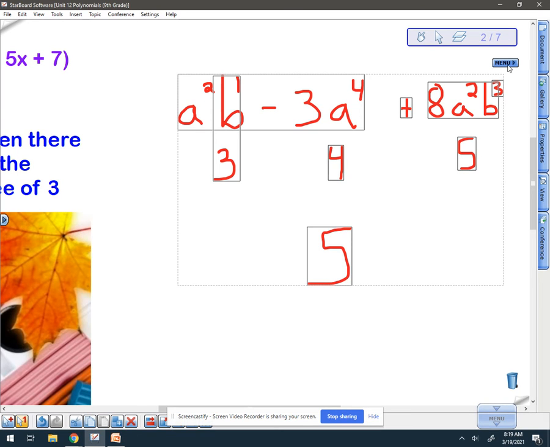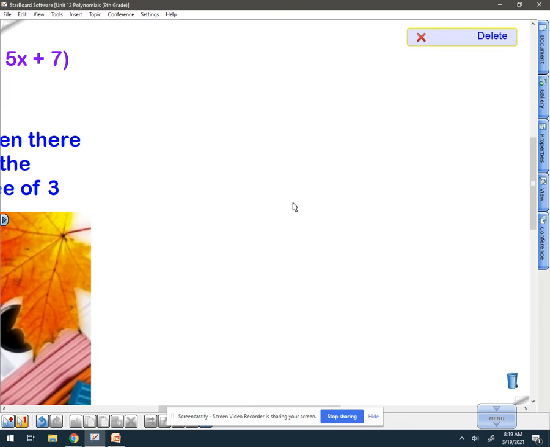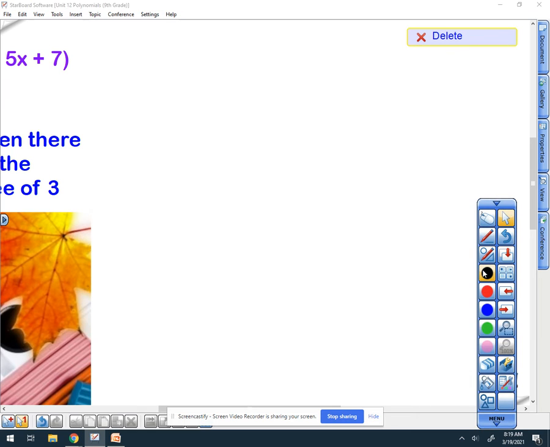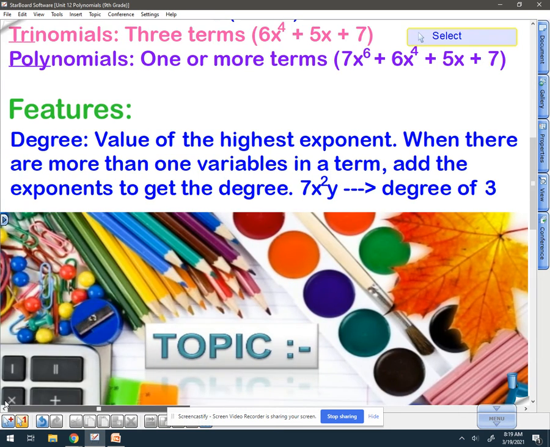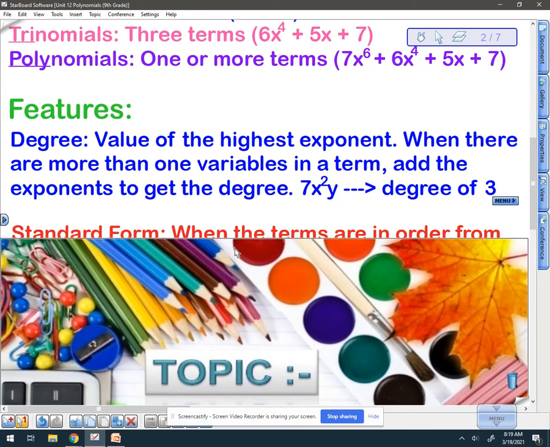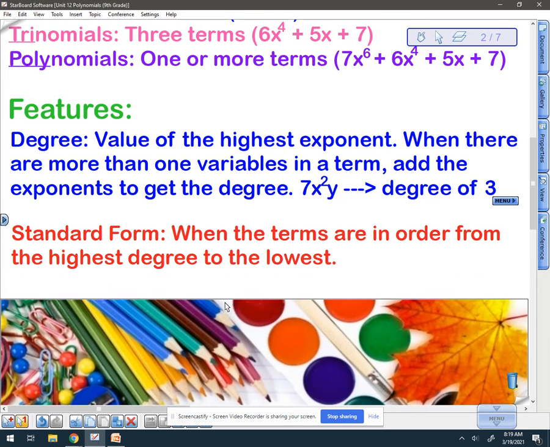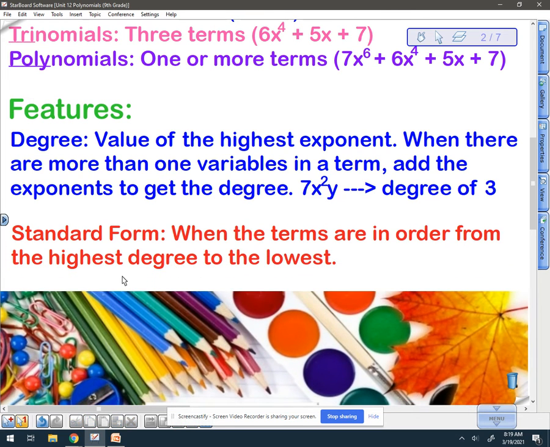And that's all you do with degrees. The degree doesn't get any harder than that. Look at each term separately, and then figure out which one is the biggest. Then you've got to be able to write it in standard form. Standard form means you take the terms and write them in order from the highest degree to the lowest.